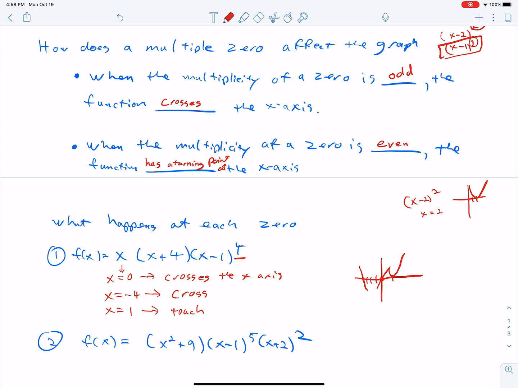Now, we don't know, because we haven't multiplied this out, what the shape of the graph is or how it appears anywhere else. But generally speaking, we know at those points, there's going to be intersections here and here, and there's going to be a touch at 1.